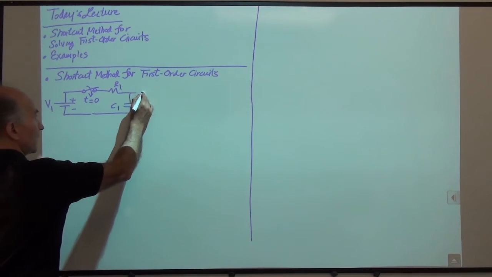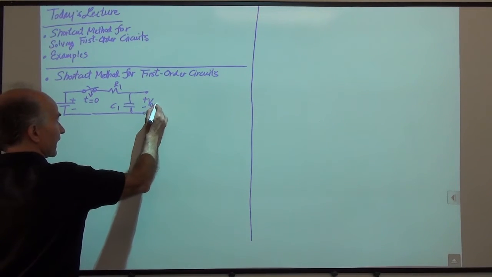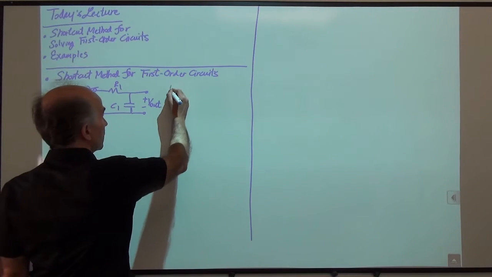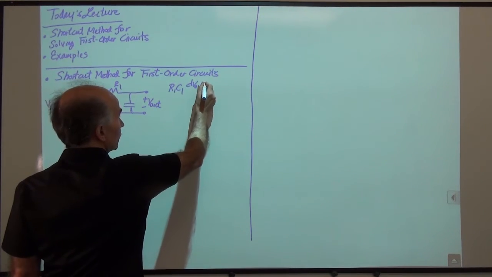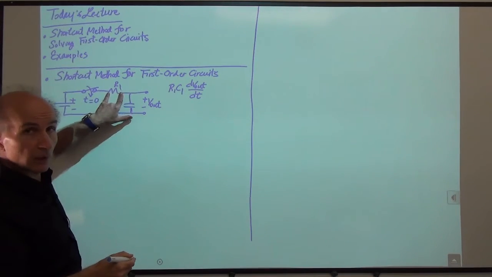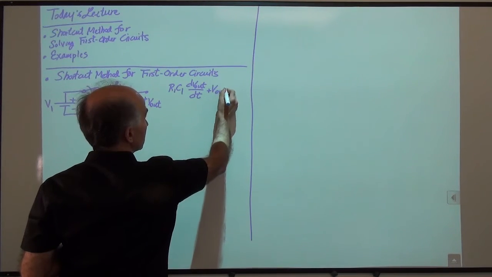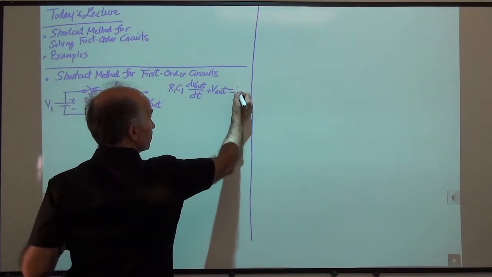And if you remember, when we wrote the differential equation for the circuit, as far as V out is concerned, we ended up with the following. We said R1 C1 dV out over dt. That was the voltage drop across R1, plus this voltage, so plus V out, came out to be equal to this input V1.